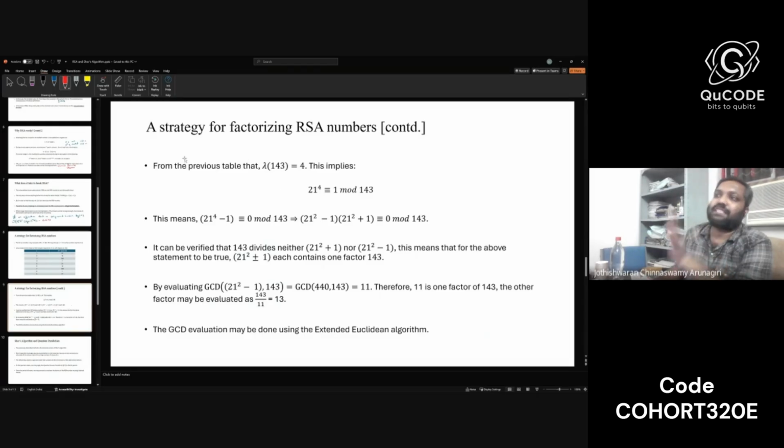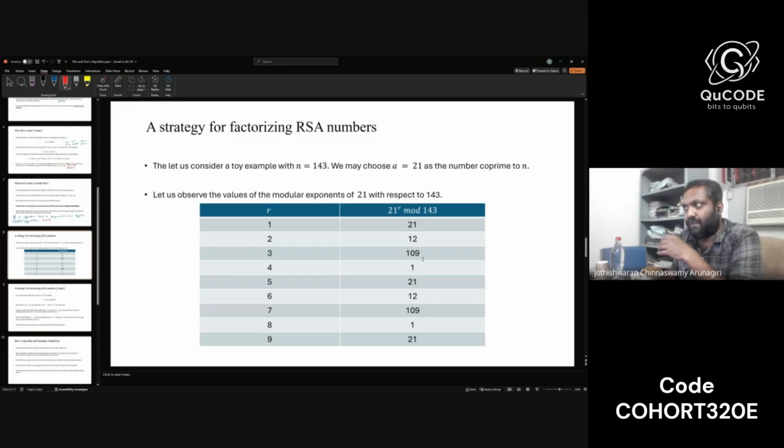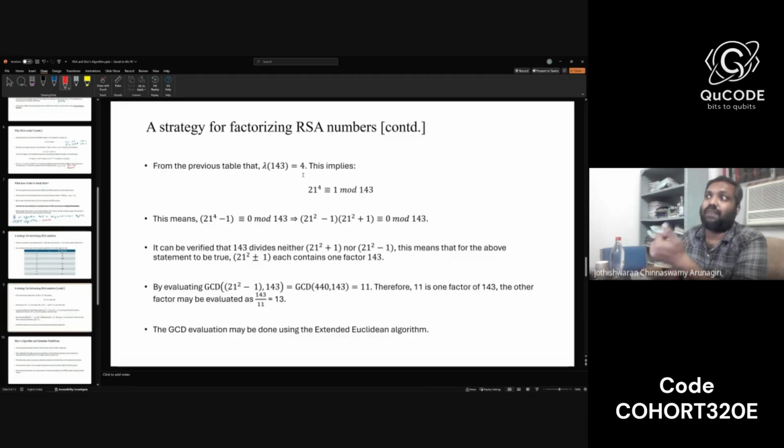So from the previous table, we can see very readily that lambda of 143 is 4, because this seems to be the smallest number for which, after 4 orders, I am arriving at 1. So that is the definition that we had. So lambda of n, lambda of 143 should be 4. Now this implies that 21 to the power 4 should be congruent to 1 mod 143. Essentially, when I divide 21 to the power 4 by 143, I will get a remainder of 1.